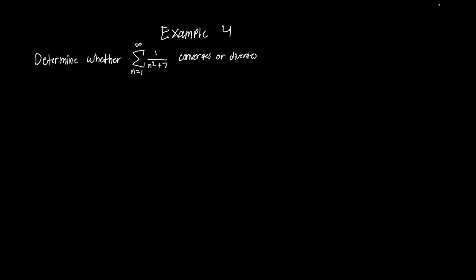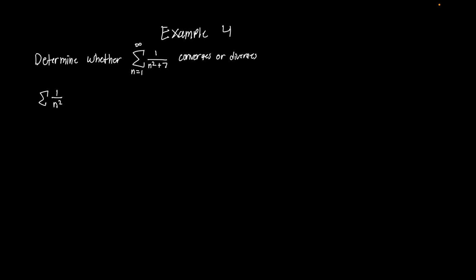However, when you look at this example, you should see that this looks really similar to a p-series, which is just 1 over n squared. Sorry, the p-series 1 over n squared. It looks really similar to 1 over n squared, right? The only thing that's different is it has a plus 7. So we know that this is the comparison.